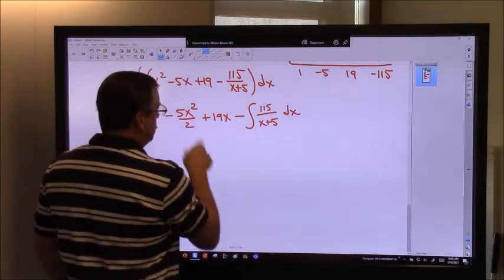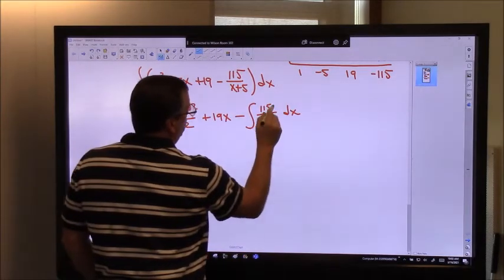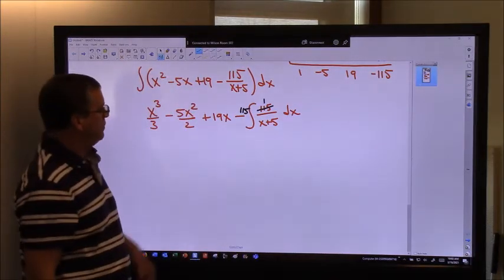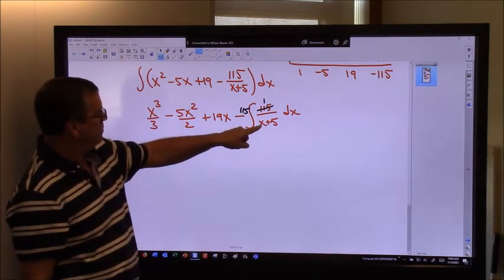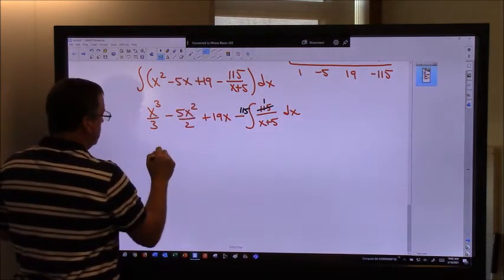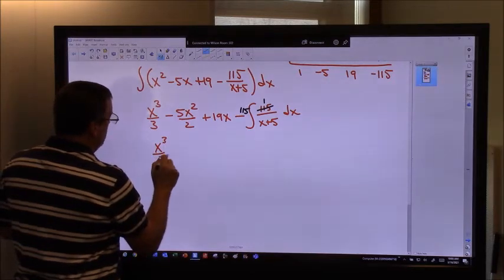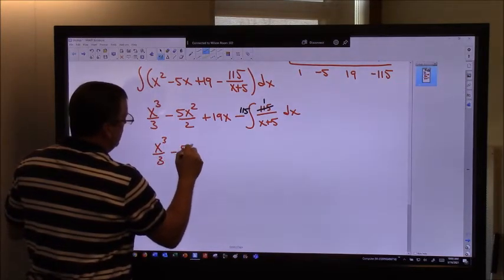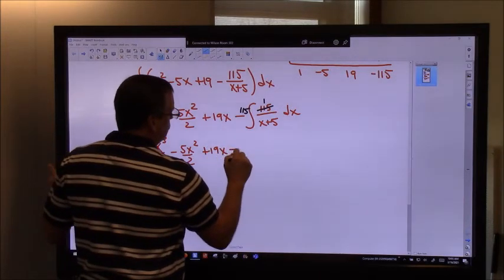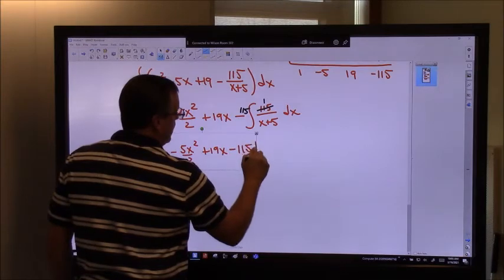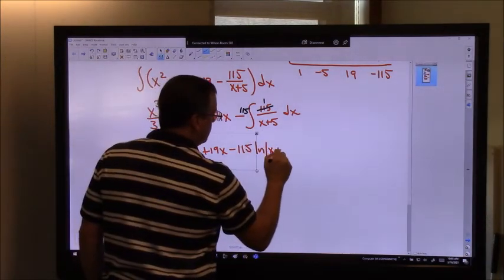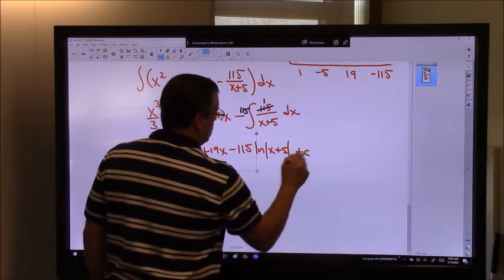So I think what I would do here is I would move that 115 to the outside and just have that be a 1. So what's the derivative of the denominator? It's 1. I've got that up here now. And so that means that my final answer is going to be this. X cubed over 3 minus 5x squared over 2 plus 19x minus 115 natural log absolute value of x plus 5 plus c.